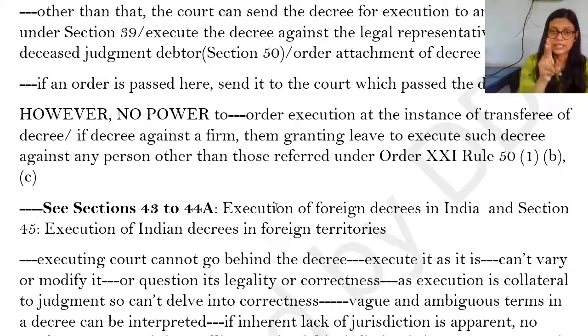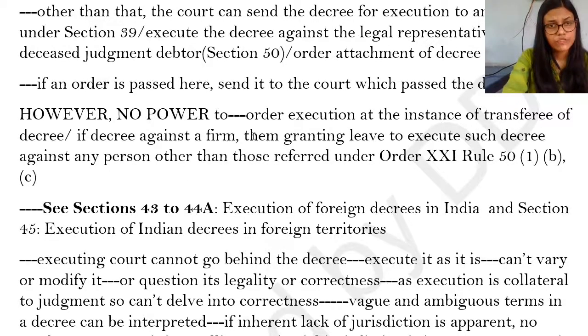Now, these are two provisions here. This you have to remember, this forms a part of quite a number of MCQs because in general the powers are same, but there are two exceptions. The court will not order execution if it is at the instance of a transferee of a decree, or secondly, if a decree is against a firm, then it will grant leave.